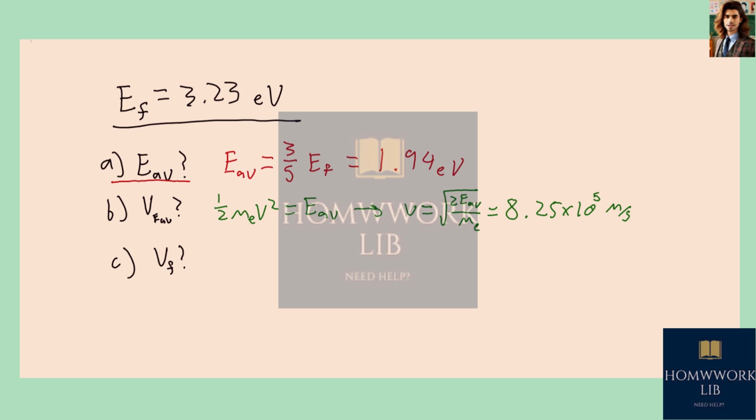And then finally, for part C, we want to find at what temperature T we get the energy that's equal to the Fermi energy. So that's also referred to as the Fermi temperature, which is where you get a velocity that is equal to the velocity at the Fermi energy. But we want to find T.